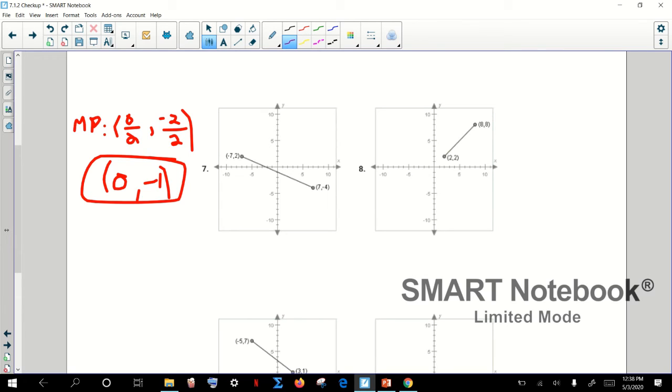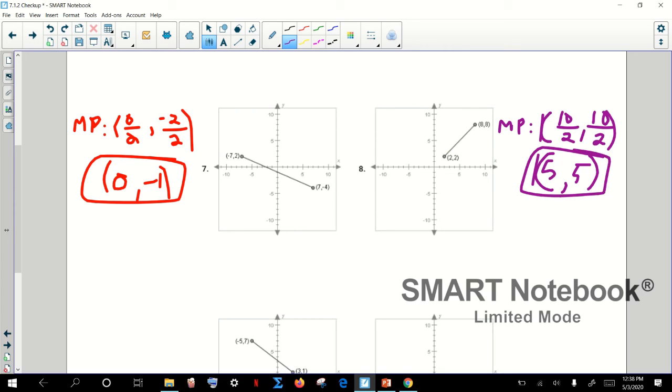Alright, keep going. Alright, midpoint. 2 plus 8 is 10. And then we have the same for our y values. 2 plus 8 is 10, divided by 2. So our midpoint is going to be (5, 5). I don't know why it's so hard to write on this today.